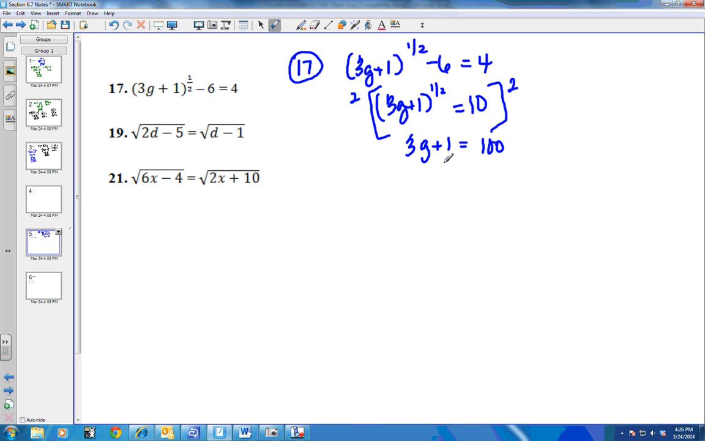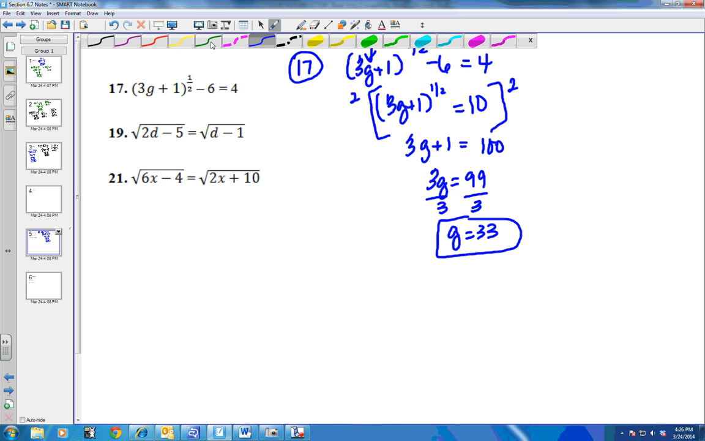Now I'm solving for g. Subtract 1 from both sides, and I get 3g equals 99. Divide by 3, g equals 33. Okay, and then I could substitute 33 back into this g right here to see if it works, and it will. Now 19 and 21 look a little different because I have radicals on both sides. So when that happens, like on 19, I'll tell you what, let's just do 21 since I can just write it underneath. So we'll do 21 together.